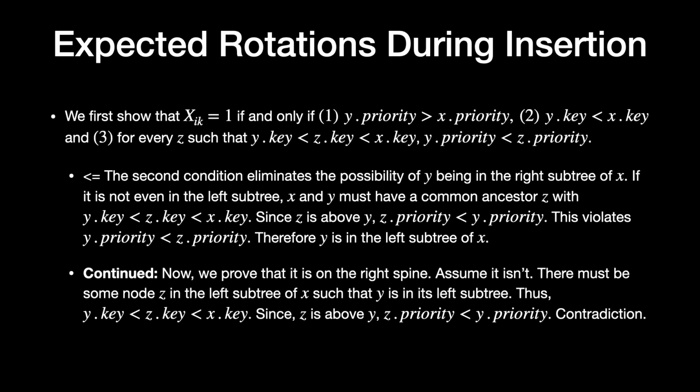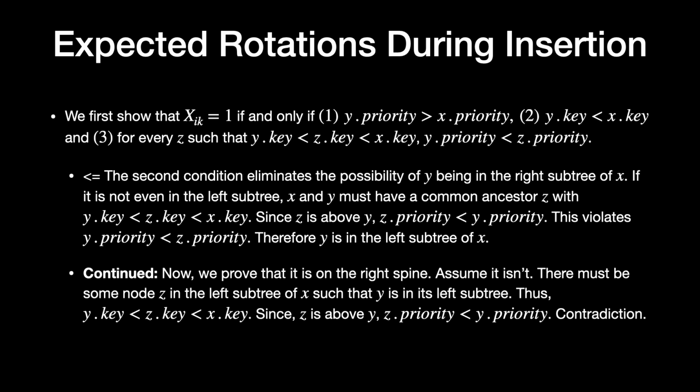Next, we show that X_ik can only be 1 if these three conditions are satisfied. The first condition is that the priority of y has to be greater than the priority of x. Second, the key of y has to be less than the key of x. And third, for every z such that y dot key is less than z dot key is less than x dot key, which means that z is between y and x, the priority of z has to be greater than the priority of y. First, we prove the if statement, which means that if the three conditions are true, X_ik has to be 1.